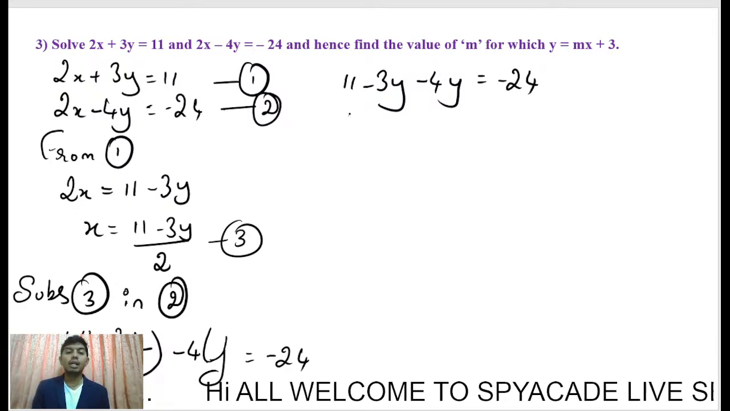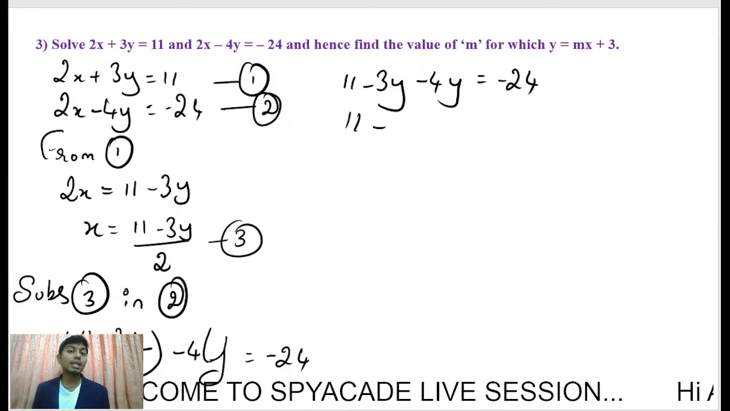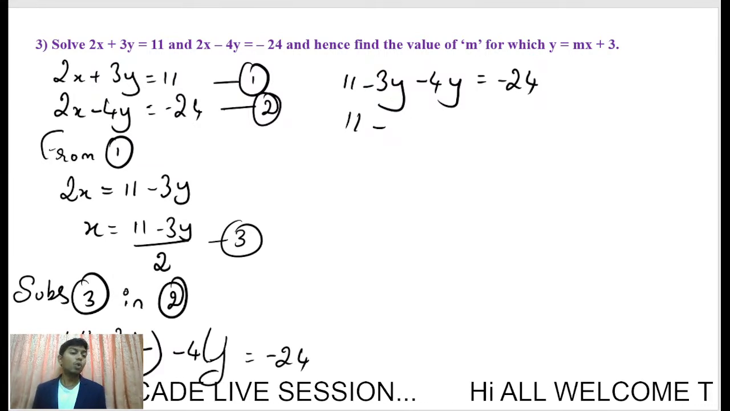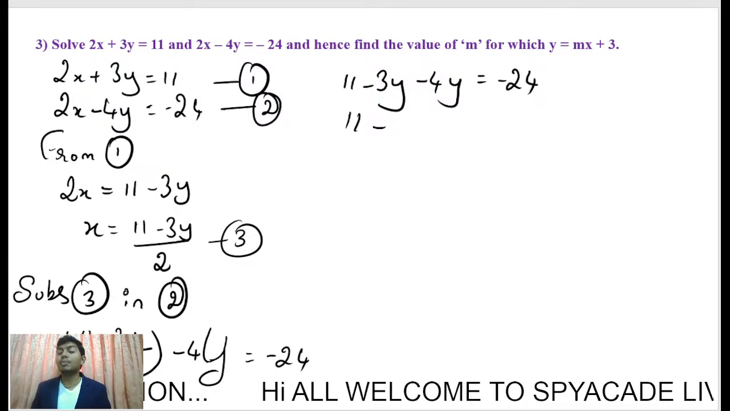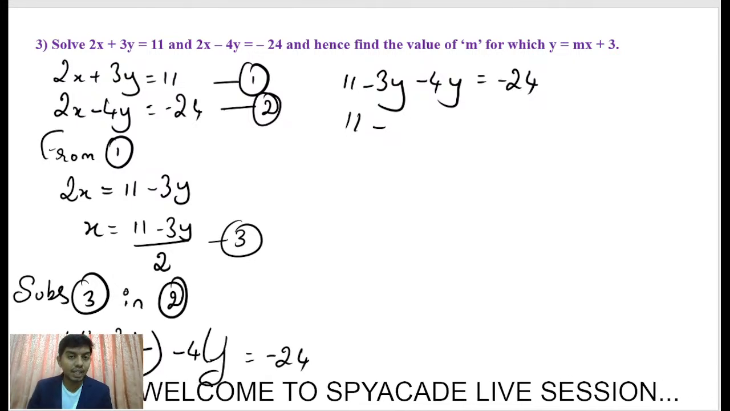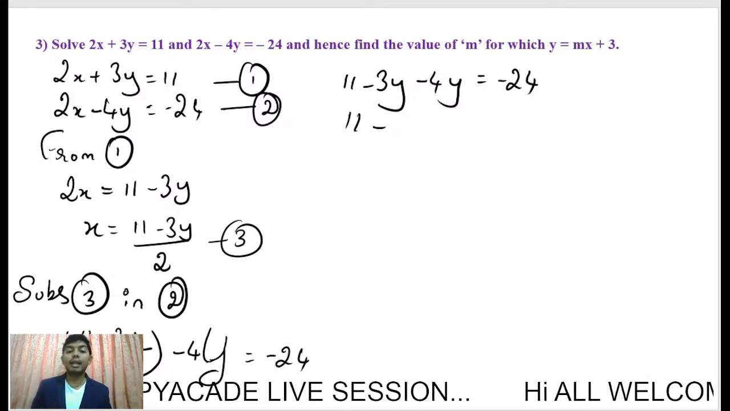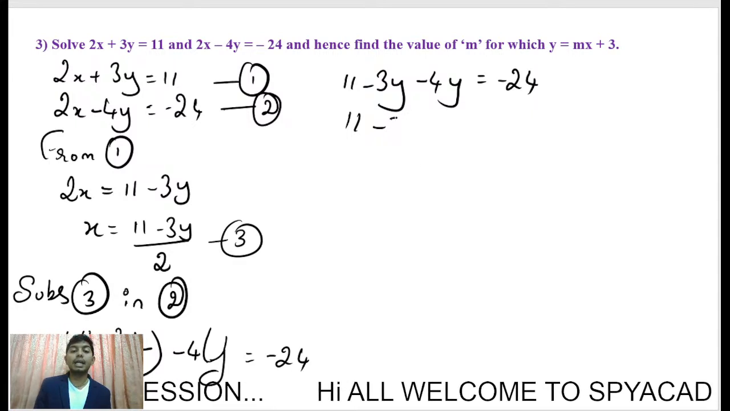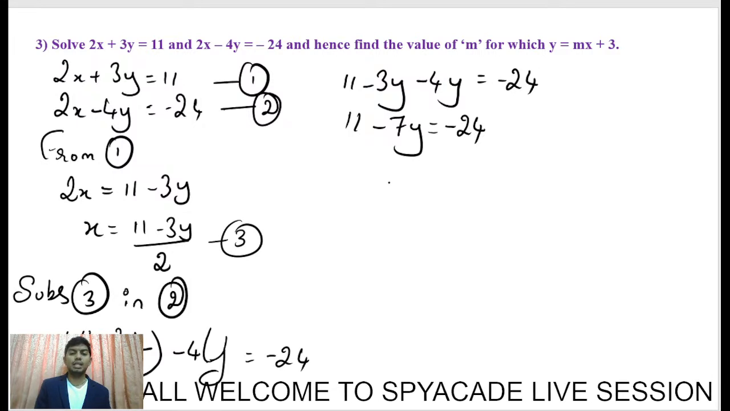Okay, sir. Now 11 minus, same sign, what we will do? Same sign we have to add, and different sign we have to subtract. Hope you all know this very well, right? In case in both the terms, if you are getting same sign, then you have to add. If it is of different sign, then you have to subtract, and always you have to use the greater number's sign. So this will become minus 7y is equal to minus 24.